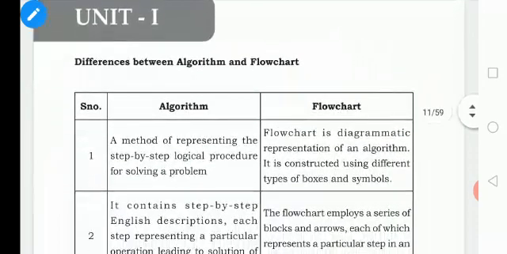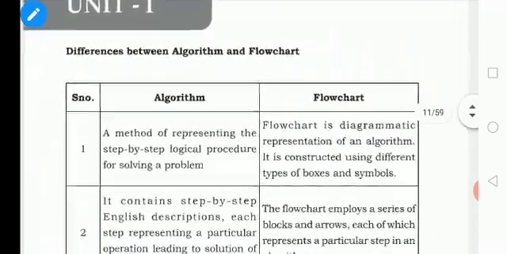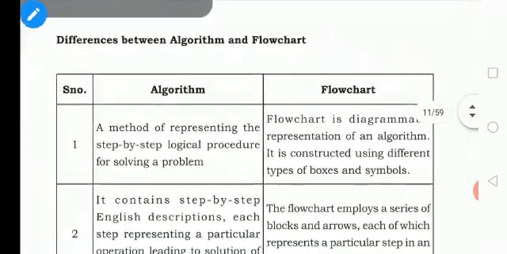Then the difference between the algorithm and flowchart. Look at it clearly. What is the first point? An algorithm is a method of representing the step-by-step logical procedure for solving a problem. On the other hand, a flowchart is a diagrammatic representation of an algorithm. It is constructed using different types of boxes and symbols. First we have to define each: what is an algorithm, what is a flowchart.